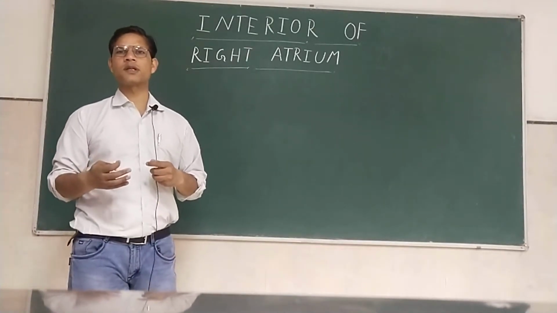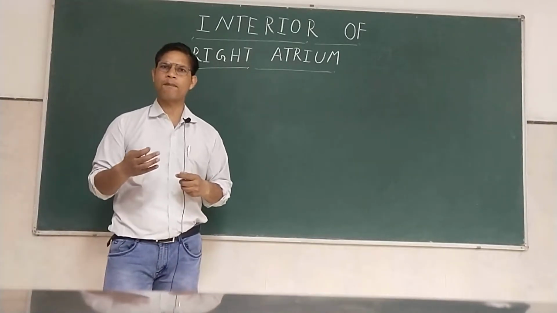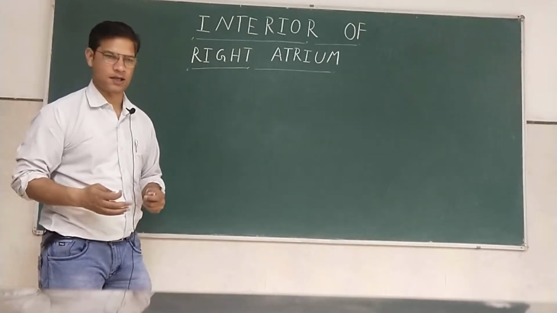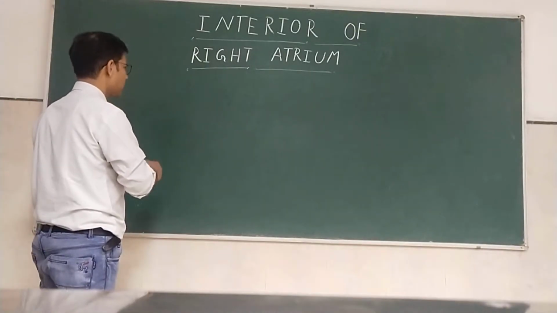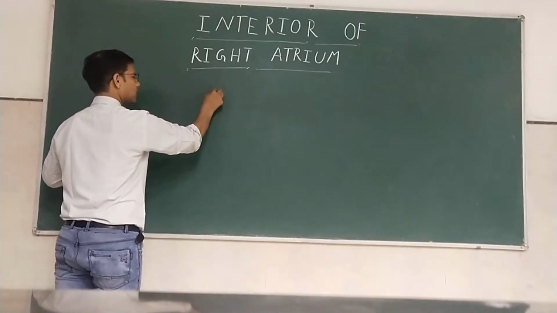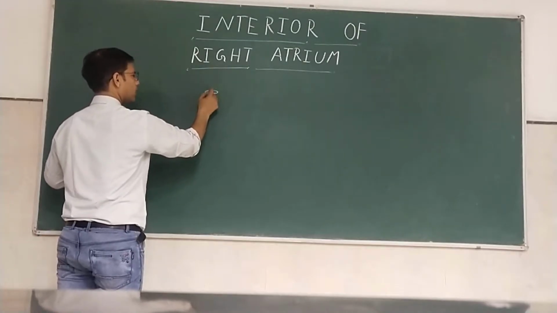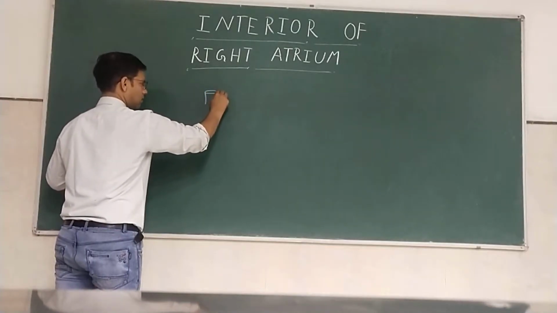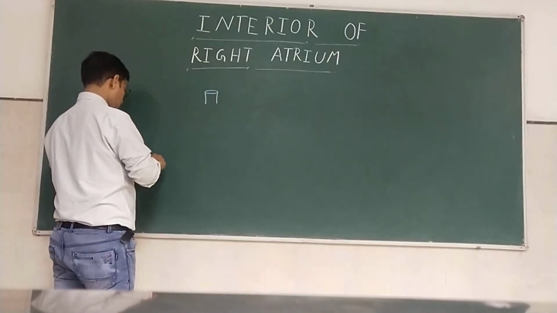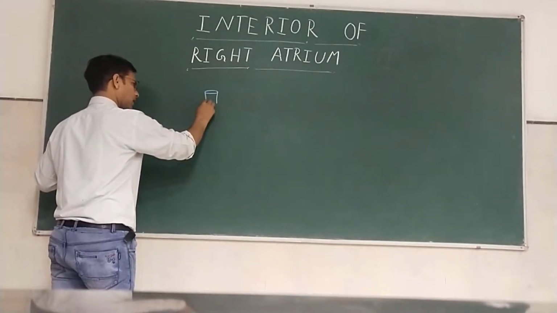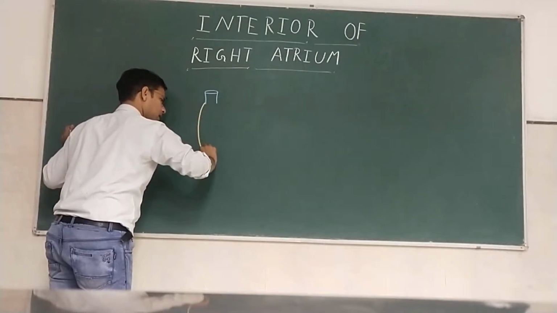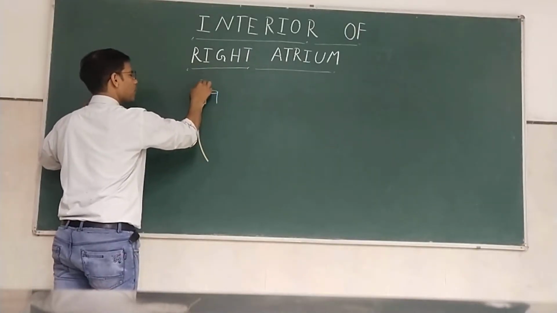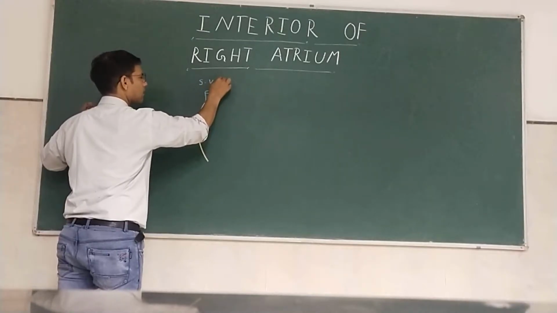So I'm going to discuss the internal part of the right atrium. Let's start to draw the right atrium with its properties. When we talk about the right atrium, it always comes with the opening of the vena cava. The vena cava are large vessels collecting the blood. The one collecting blood from the upper part is known as the superior vena cava.